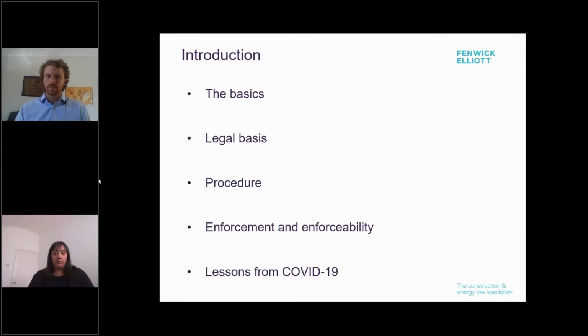This will cover the basics, the legal basis of both, the procedure and some procedural issues, enforcement and enforceability, and of course, lessons from COVID-19. Broadly, Sana is going to be in charge of arbitration, and I will deal with dispute boards. So let's start at the very beginning, and I'll hand you over to Sana with the basics.